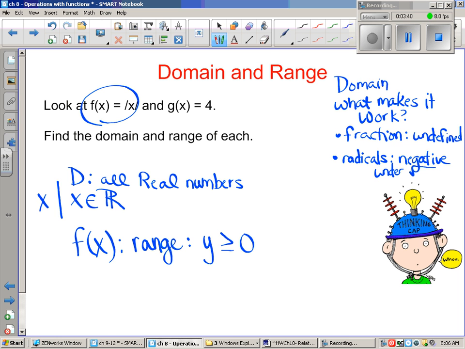Because what kind of values do you get? If you think about this as like a machine, the domain is what you're putting into the machine that's going to make that thing work. And then what generates out of it is your range.